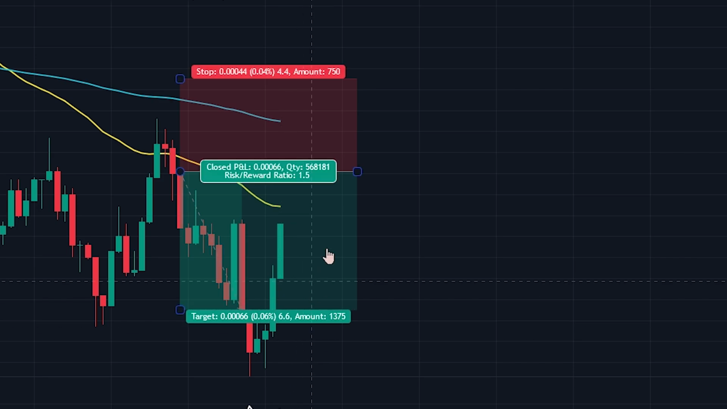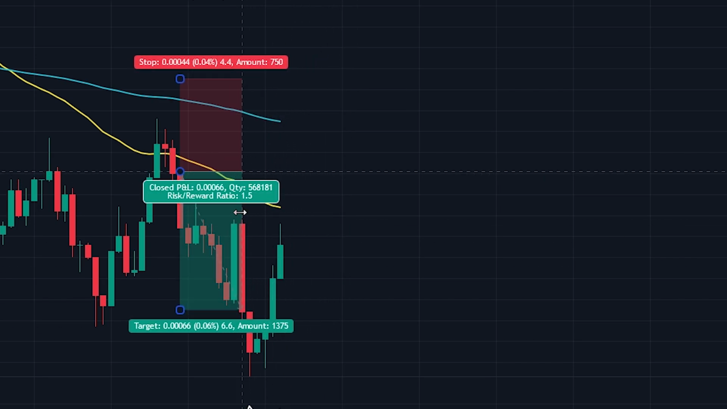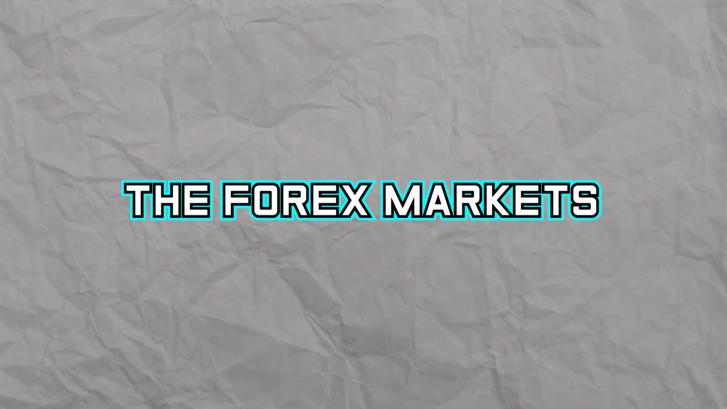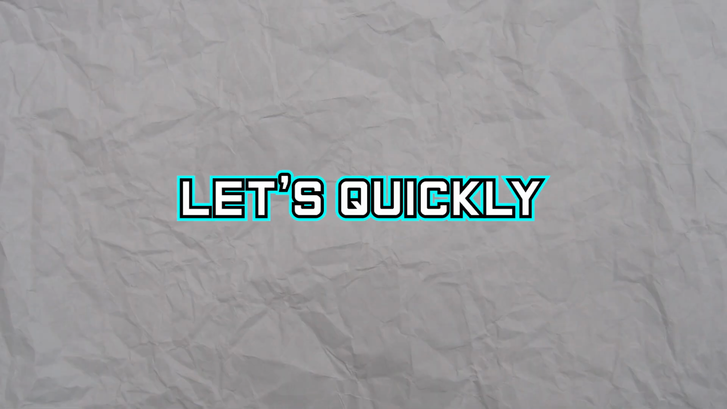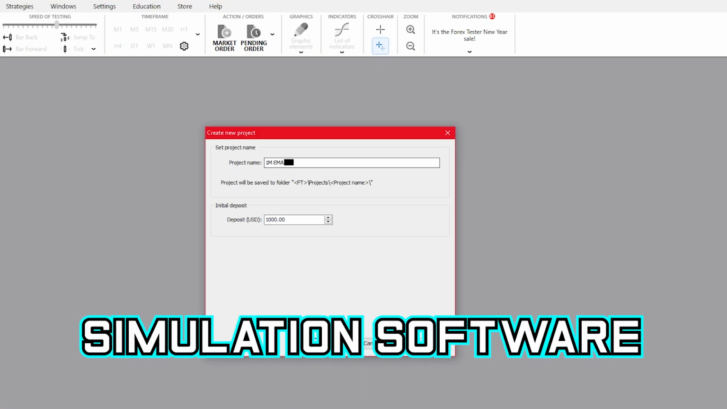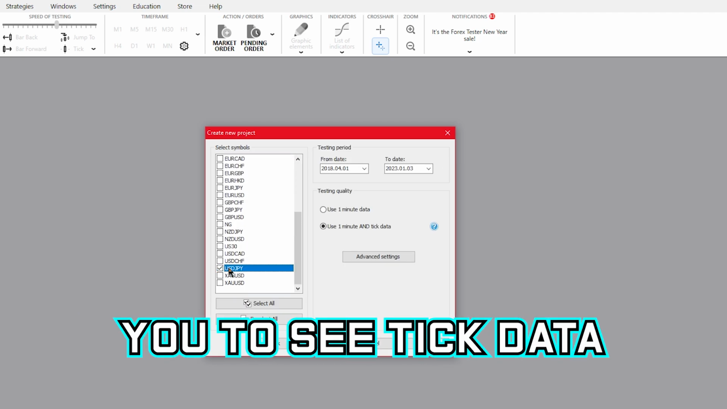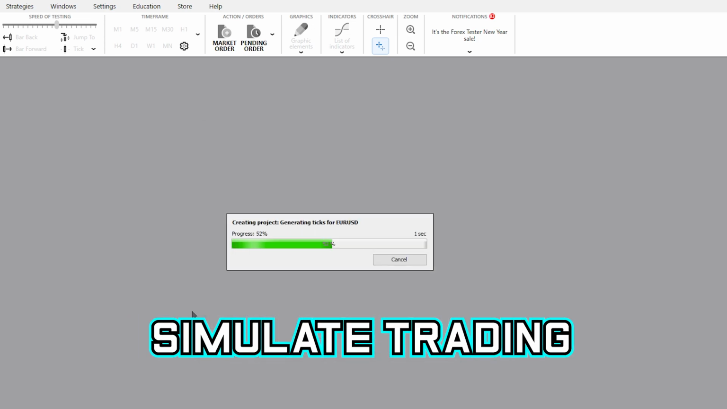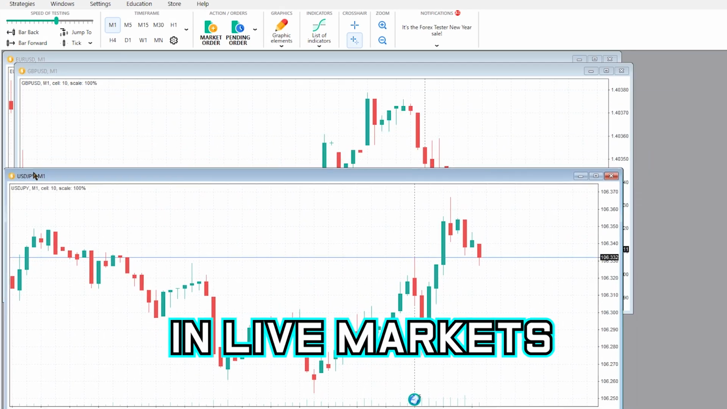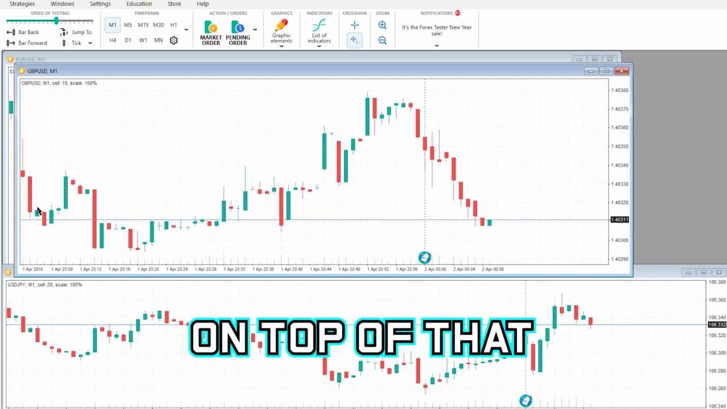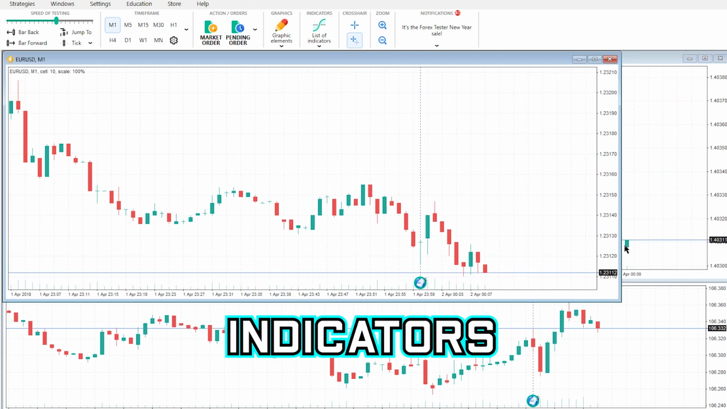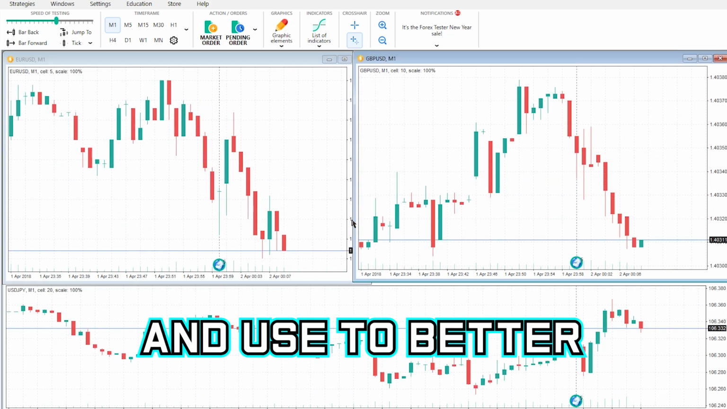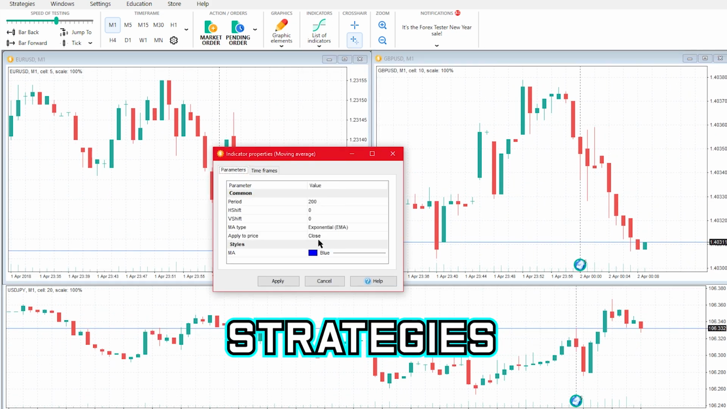Now that you know exactly when to enter into the position, let's take a look at the backtest. We will backtest the strategy on the Forex markets using Forex Tester 5, so let's quickly set up the chart. Forex Tester 5 is a backtesting and trading simulation software that allows you to see tick data over years of historical price action. This allows you to simulate trading and backtesting as close to trading in live markets as possible. On top of that, Forex Tester 5 has many tools, indicators and statistics that you can access and use to better and/or increase the win rates of your strategies.